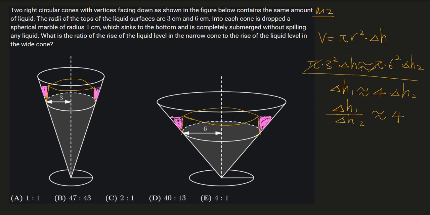Good. Now let's check the choices. A is 1 to 1. This is far off, that's certainly wrong. C, 2 to 1, is still way off. And for the same reason, B is out, because that's close to 1 to 1. As we said, it should be in the neighborhood of 4 to 1. Therefore, the only two choices left are D and E. And I can say that I'm very confident that E is correct.